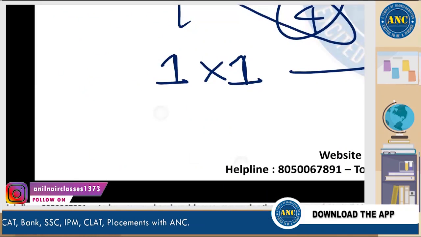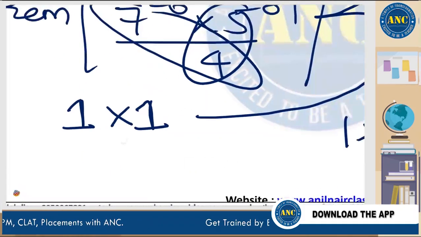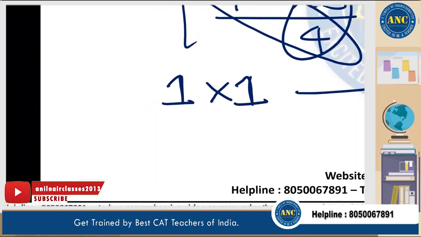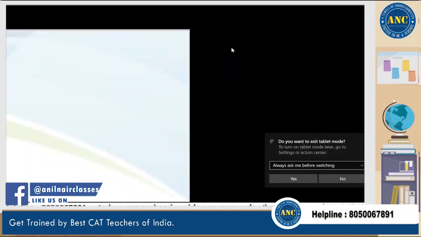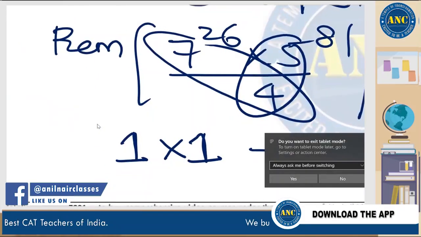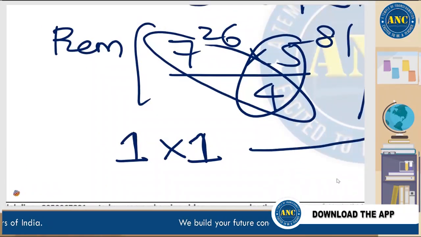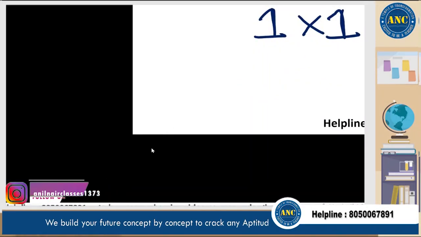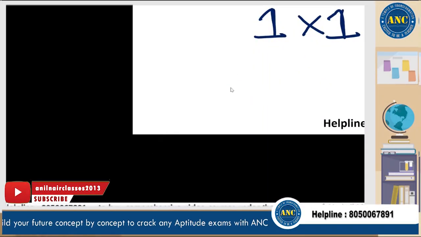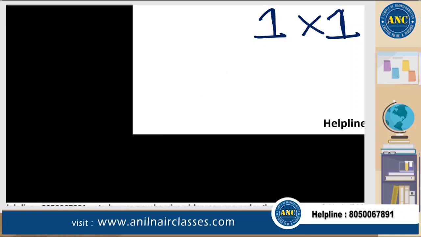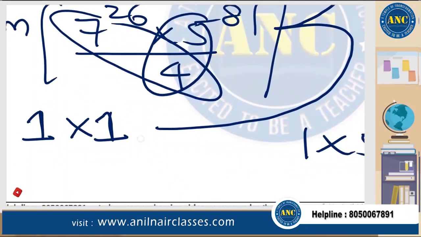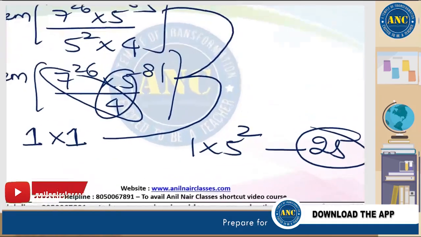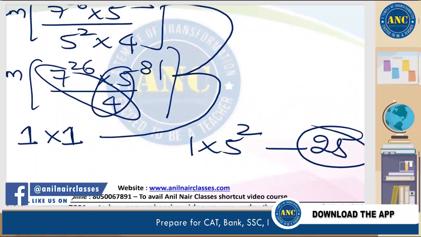Idea clear? 77. Give me 1 minute, sir. 76. I hope it is clear. 77.